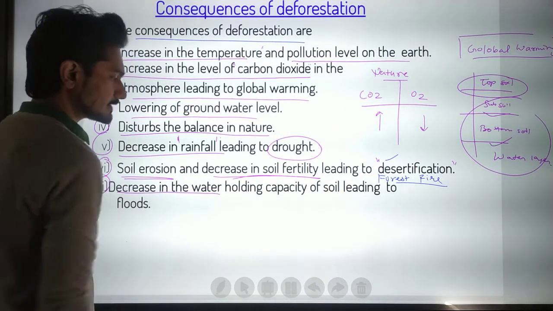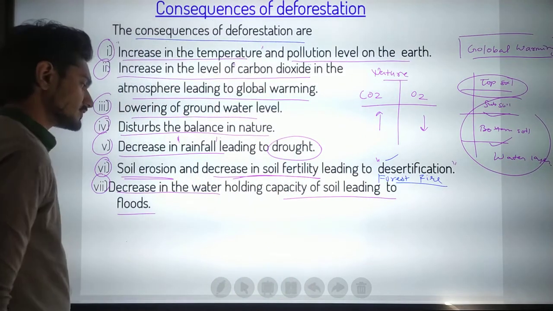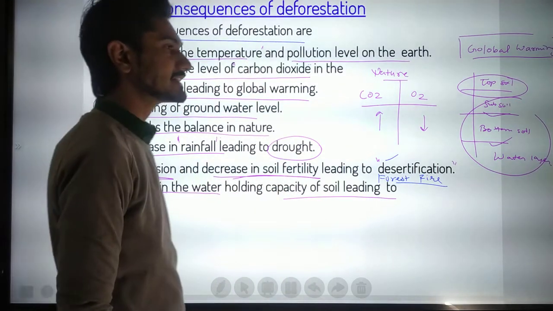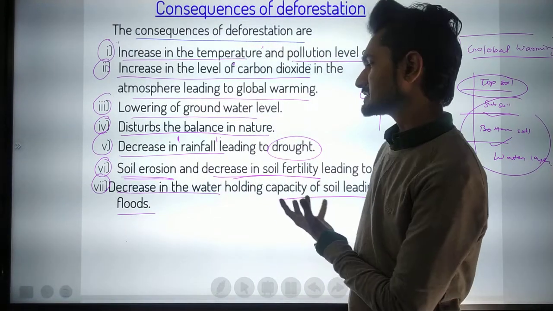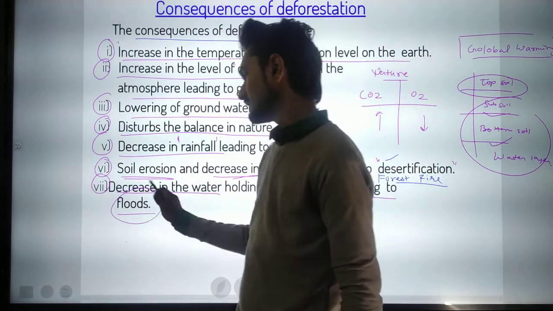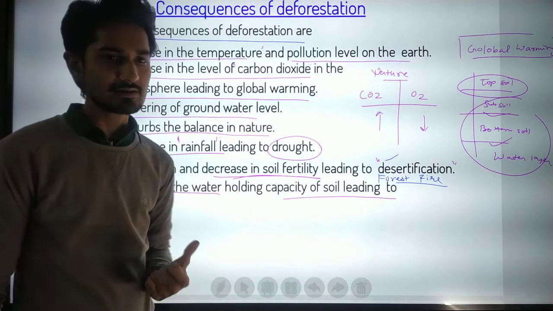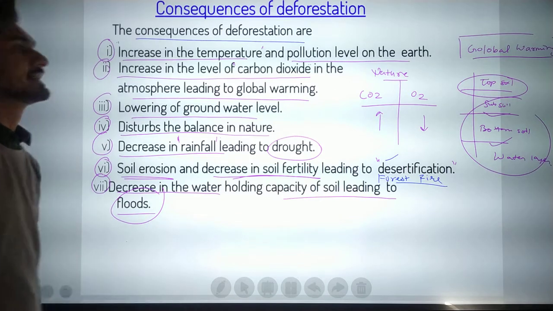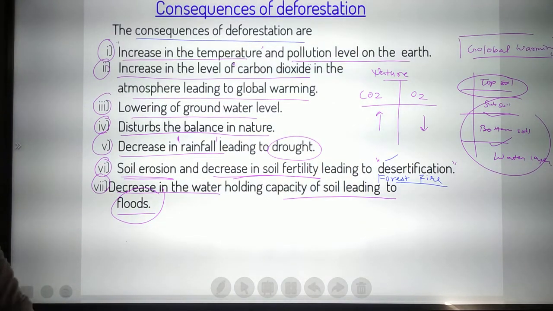Decrease in the water holding capacity of soil leads to floods also. Sometimes the decrease in the water level is also a reason for floods, because it will automatically reduce the soil capacity, and that's why the flood gets worse. So these are the consequences. You can easily understand these consequences.